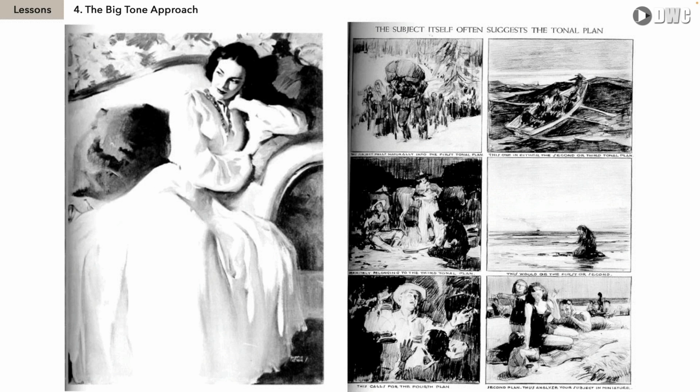What is the postery statement? Big tone approach, big shapes of value, grouped value, and one big truth is more understandable than a lot of little ones. So what he's saying is big, simple, graphic shapes of tone and value are more understandable than a bunch of little ones.